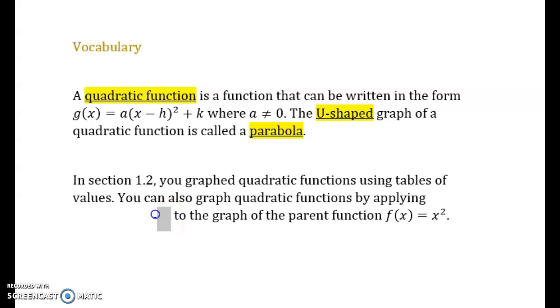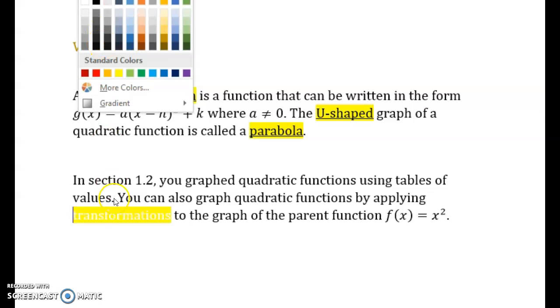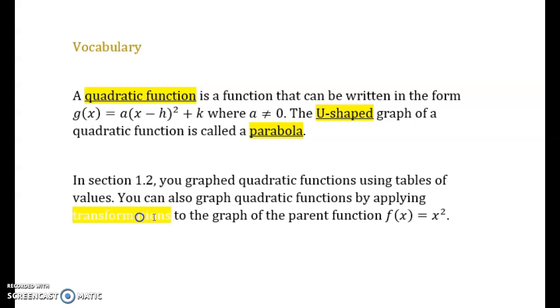So your word that goes here is the word transformations. I think after you highlight it, you have to go back in and change the color. Cool, I'm learning. All right, so that is going to be what we're looking at today.